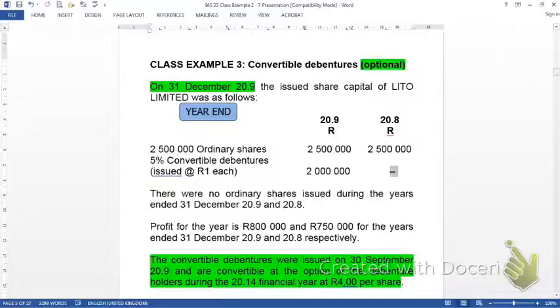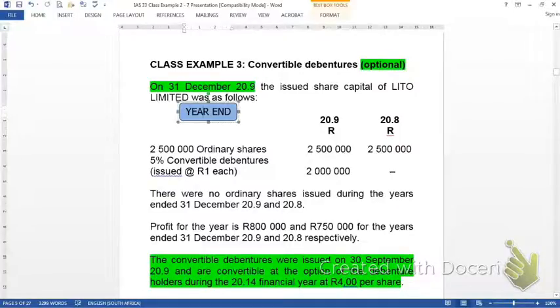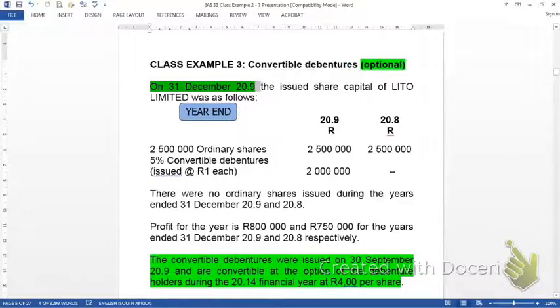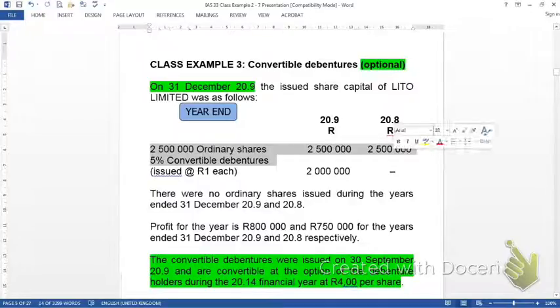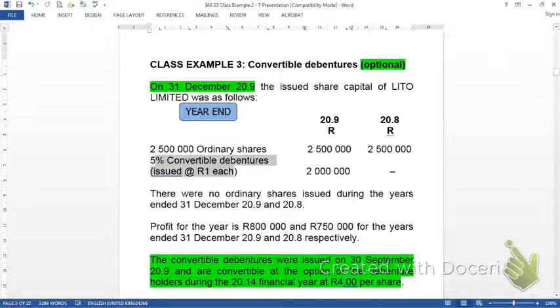Please take note, the way that the information is given, we are telling you that at the end of 31 December 20.9, that is the end of the year, the following information: 2.5 million ordinary shares were in issue at the end of 20.8 and at the end of 20.9, and then 5% convertible debentures issued at R1 each, so there are 2 million debentures at 2 million rand.